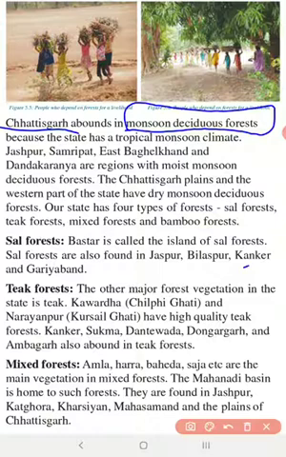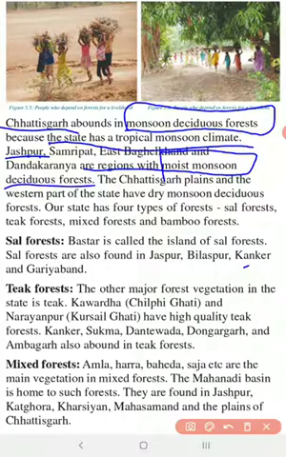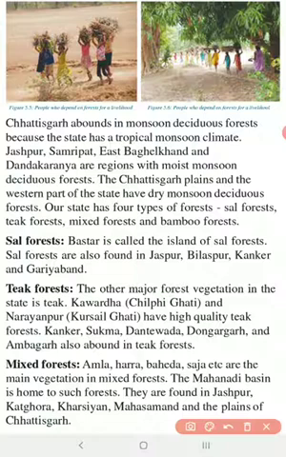Now the state has a tropical monsoon climate. Districts like Jashpur, Surajpur, and Baikunthpur will come under moist monsoon deciduous forest. The rest will come under dry monsoon forest. The Chhattisgarh plains and the western part of the state have dry monsoon deciduous forest.